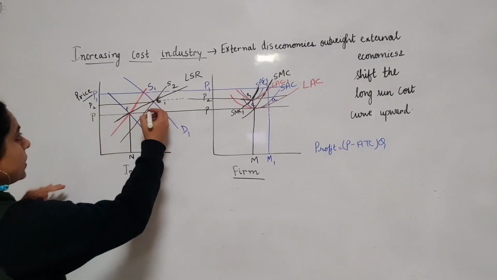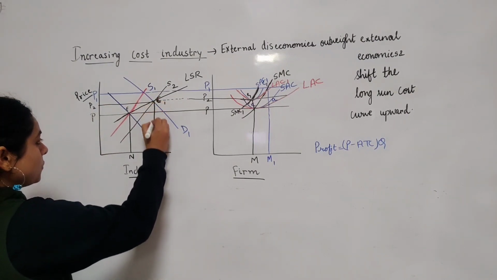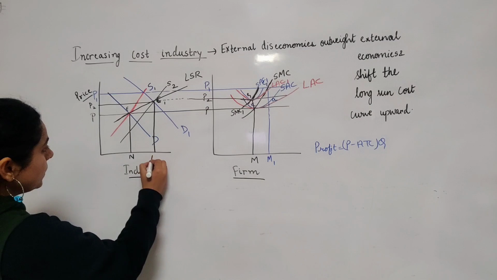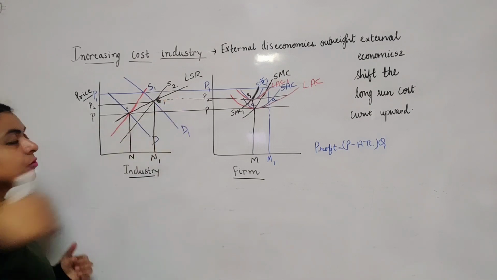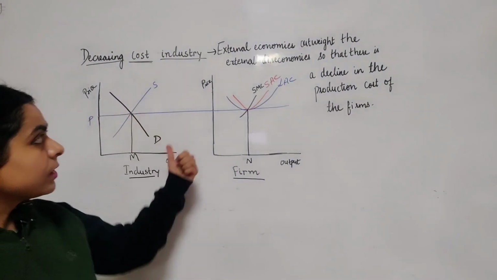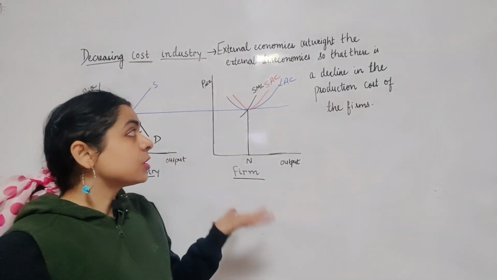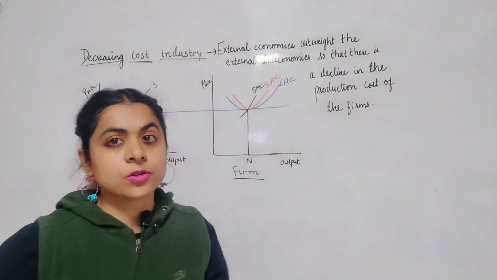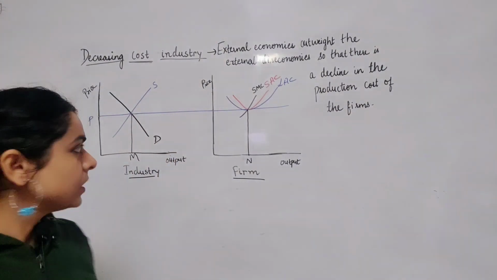Both market price as well as the market output and the number of firms will increase in case of increasing cost industry. In case of decreasing cost industry, external economies outweigh the external diseconomies, so there is a decline in the production cost of the firm as industry expands.